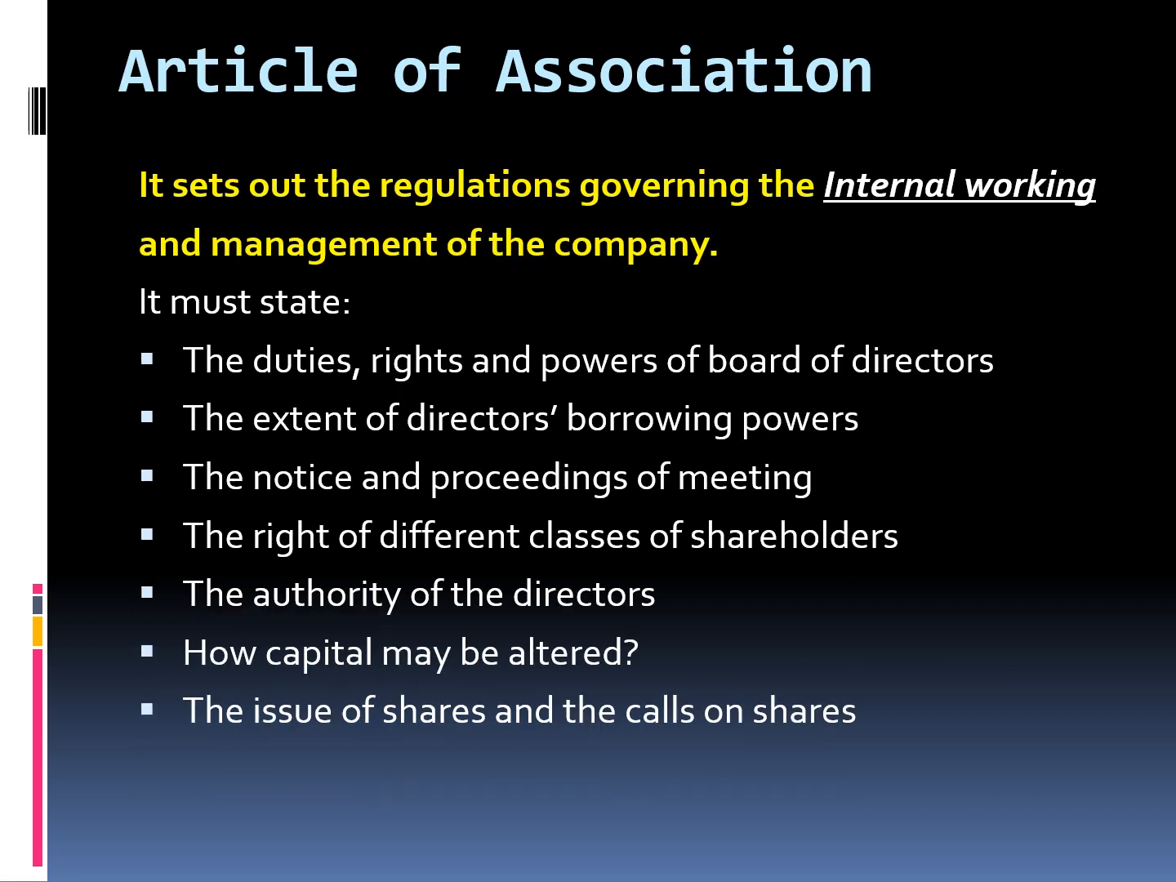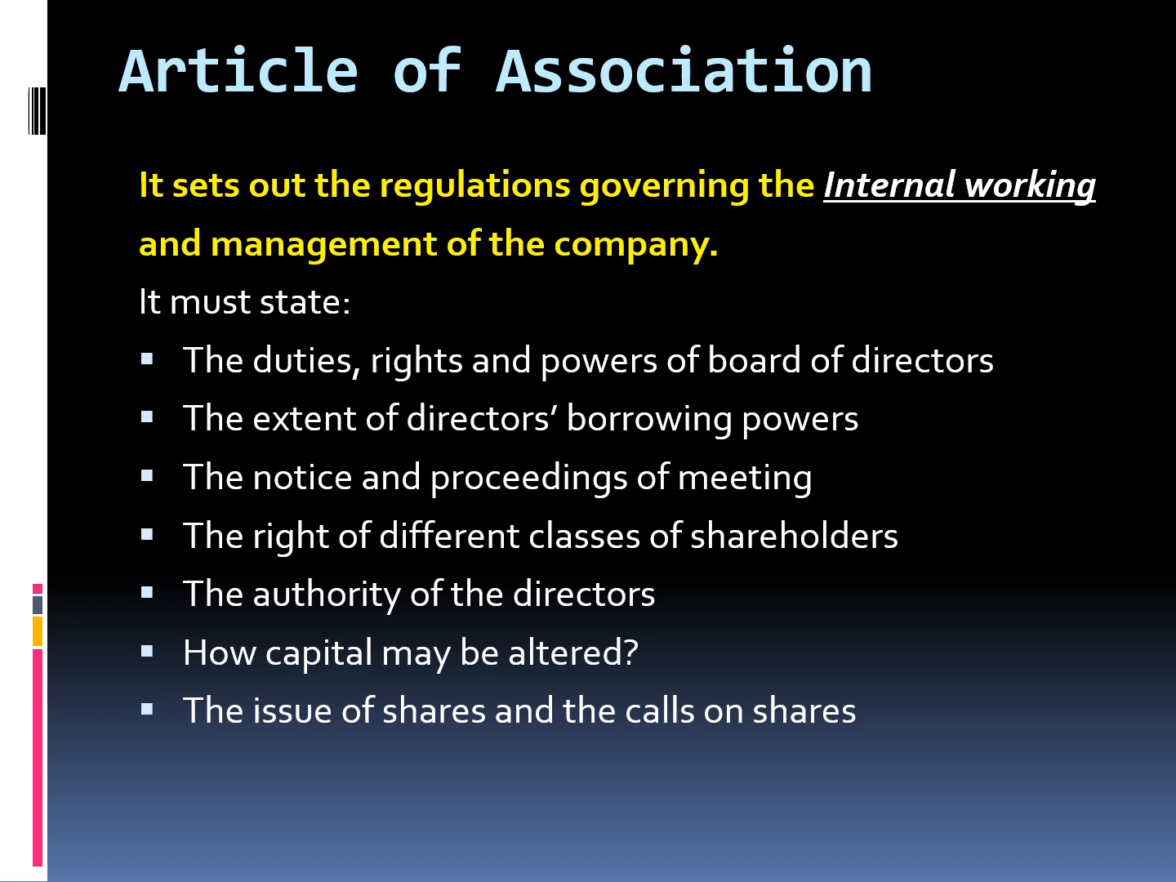Okay, next is Article of Association. Article of Association ni pula, kalau Memorandum of Association for external activities, okay, Article of Association ni, it is a document that sets out the regulations governing the internal working, ataupun internal affairs, ataupun internal activities and management of the company. So, there are several items stated in the Article of Association. For example, the duties, rights and powers of the board of directors. Okay, antara perkara yang ada dalam Article of Association adalah tugas-tugas, hak dan juga kuasa yang diberikan kepada ahli lembaga pengarah syarikat lah.